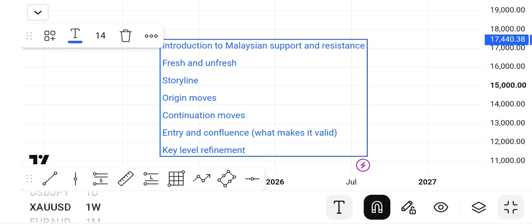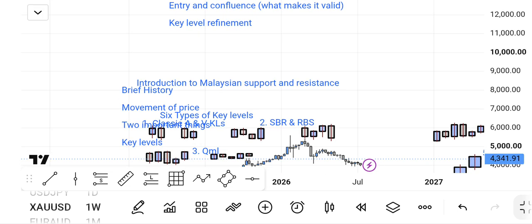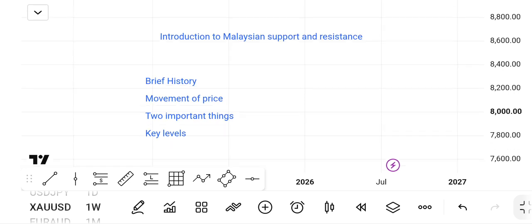The introduction to Malaysian SNR, or MSNR. Introduction to Malaysian Support and Resistance. First of all, I have to tell you about the brief history of it. The brief history of the Malaysian SNR, which is the MSNR strategy.